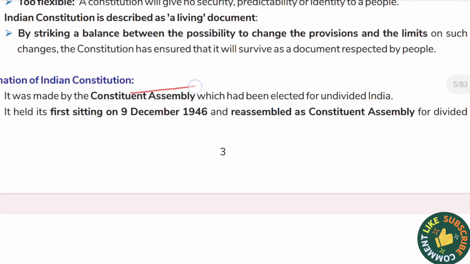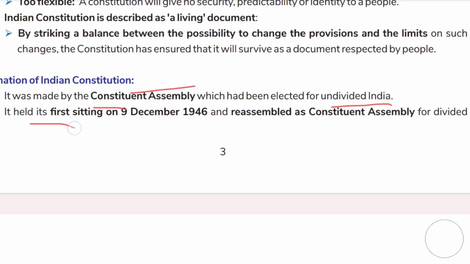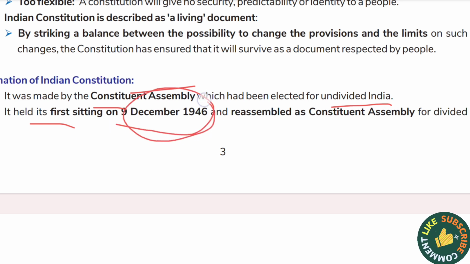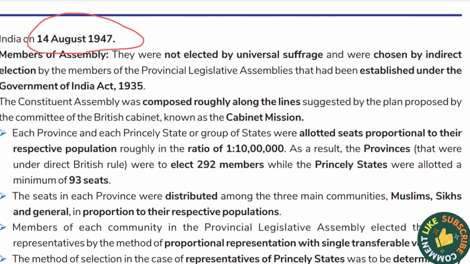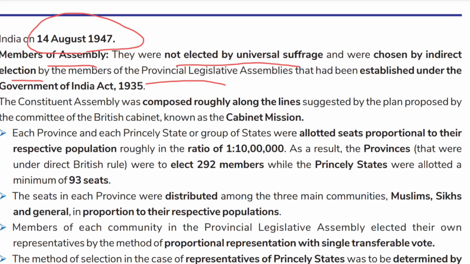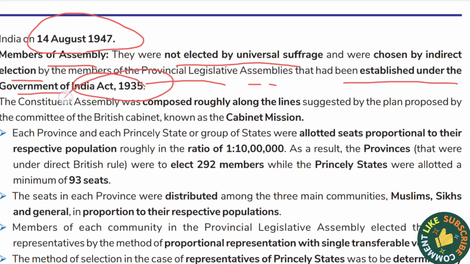So, formation of the Indian constitution. It was made by the Constituent Assembly, which had been elected for undivided India. It held its first sitting on 9 December 1946 and reassembled as the Constituent Assembly for divided India on 14 August 1947. Members of the Assembly were not elected by universal suffrage and were chosen by indirect election by the members of provincial legislative assemblies that had been established under the Government of India Act 1935.